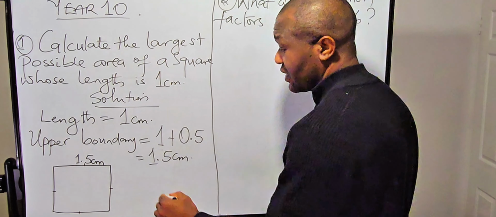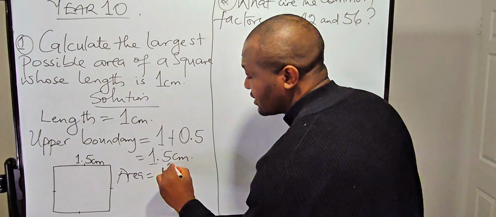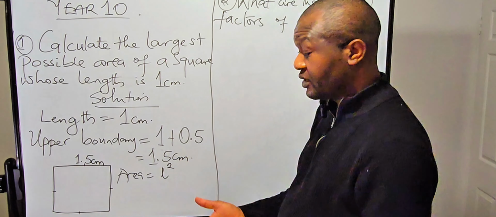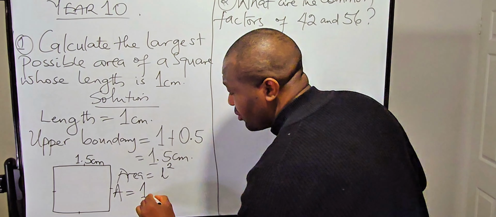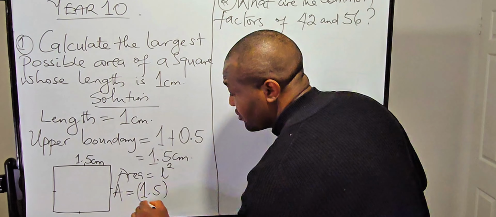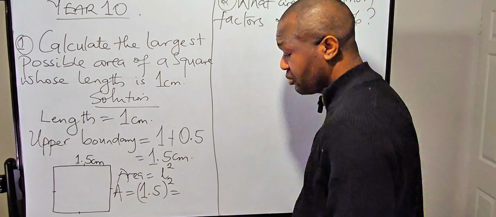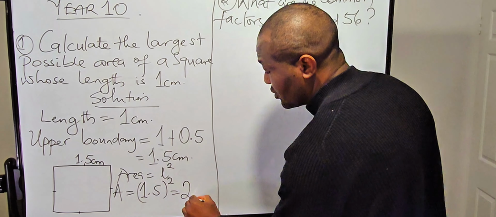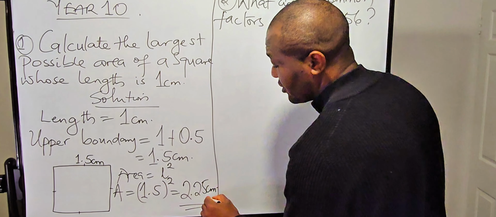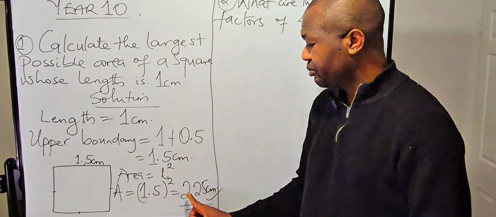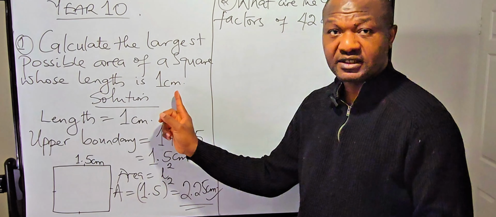What is the area of a square? The area of a square is equal to length squared or breadth squared. Any one you want to use. So the area therefore is equal to 1.5 raised to power 2. So you get your calculator at this point, and when you do that, you get 2.25 centimeters squared, and that is your answer. So this is the largest possible area of a square that has got a length of 1 centimeter.